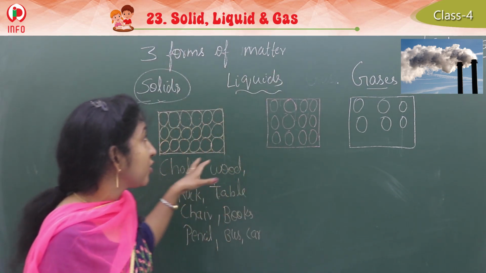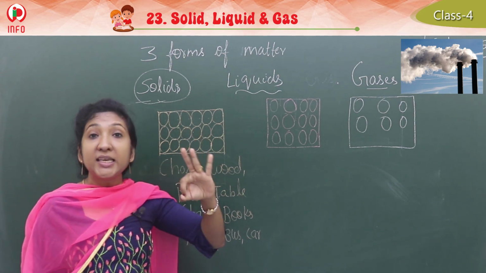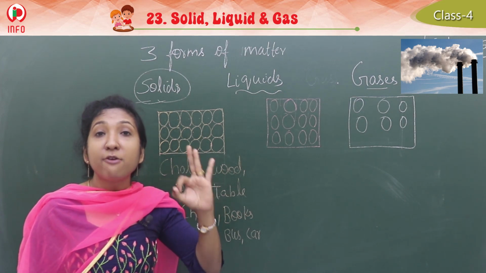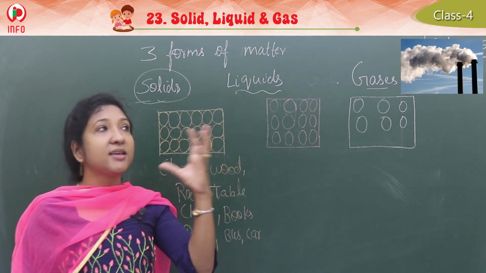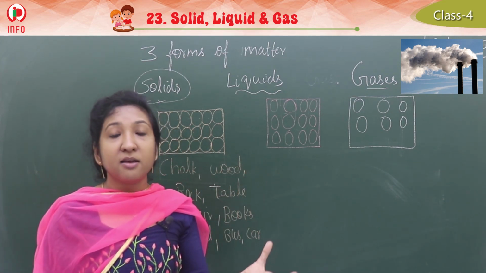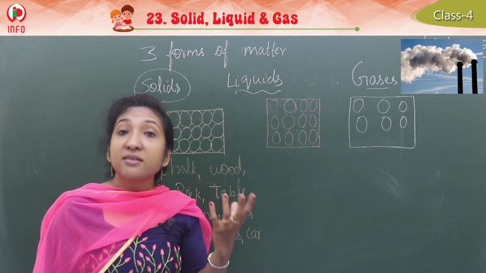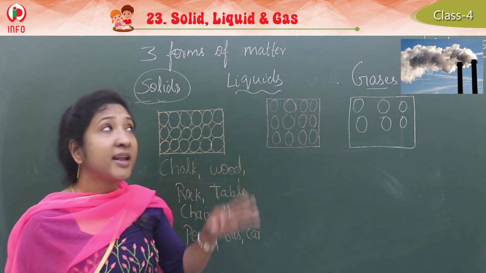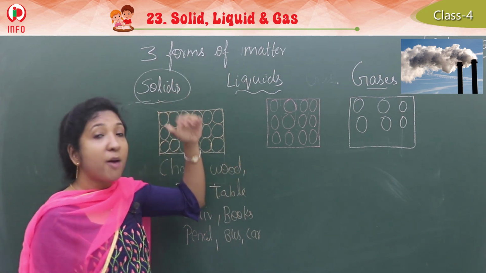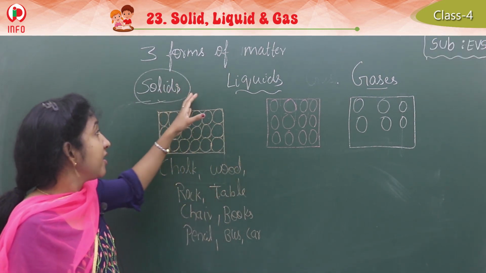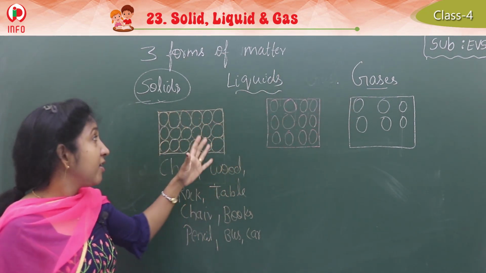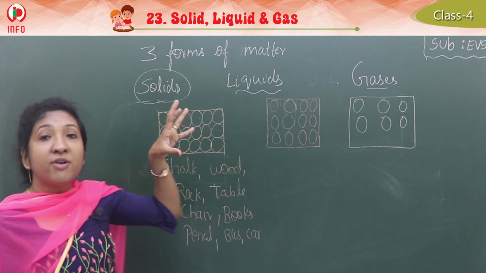So solids, liquids, gases. We are learning about 3 forms of matter, or 3 states of matter. All the things around us are made up of matter. Matter is anything that has mass and occupies space. There are 3 states of matter: solids, liquids, and gases. So, what are solids?